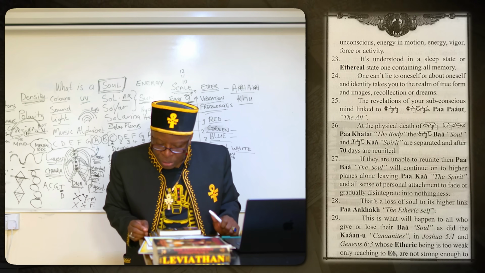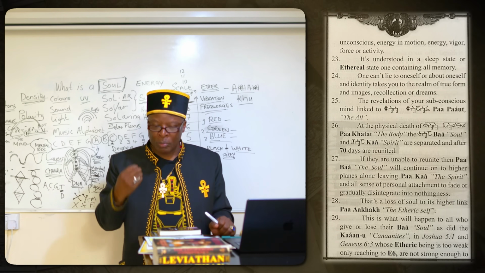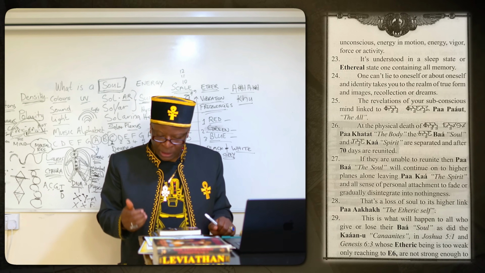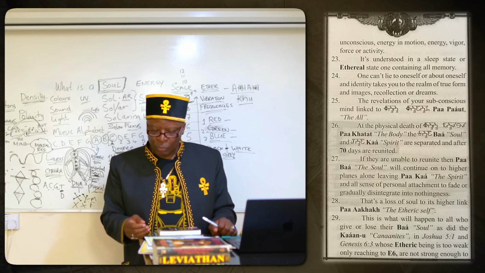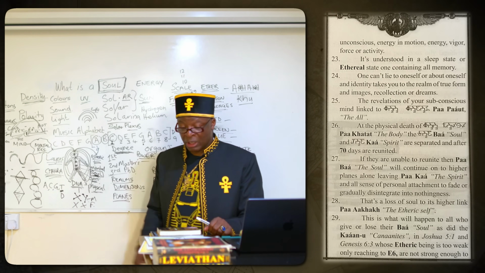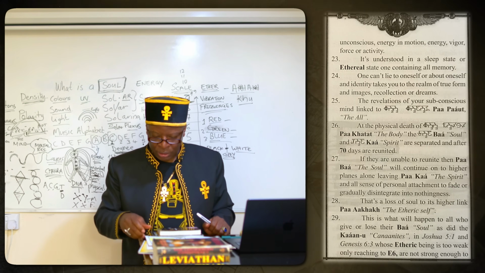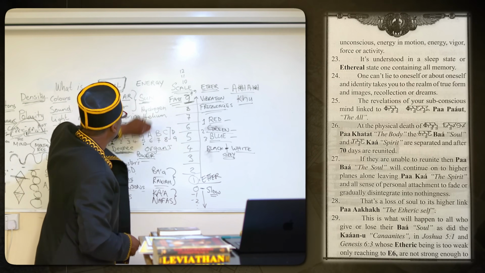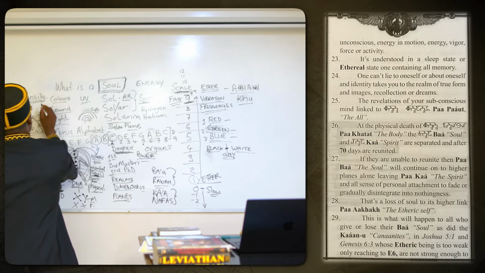So 23, it's understood in a sleep state or ethereal state, one containing all memory. 24, one can't lie to oneself or about oneself. An identity takes you to the realm of true form and images, recollection or dreams. 25, the revelations of your subconscious mind. Even when we're dealing with the mind, as in a mental reservoir, you have different variations of it, like the subconscious to the conscious mind to the superconscious mind. So that's what I kept emphasizing about words like scale, degree, density, because everything has variations.